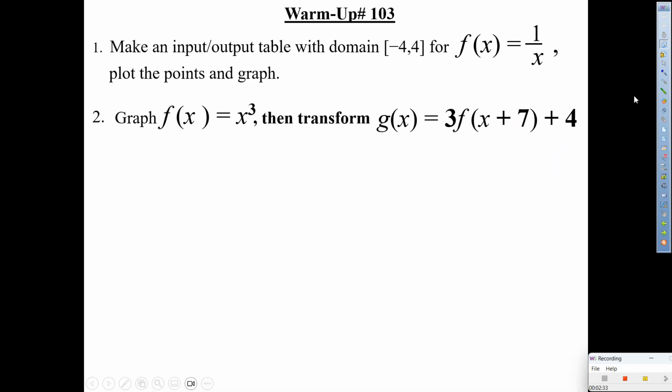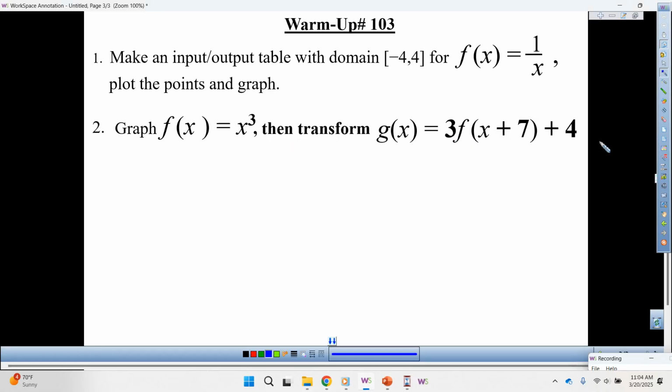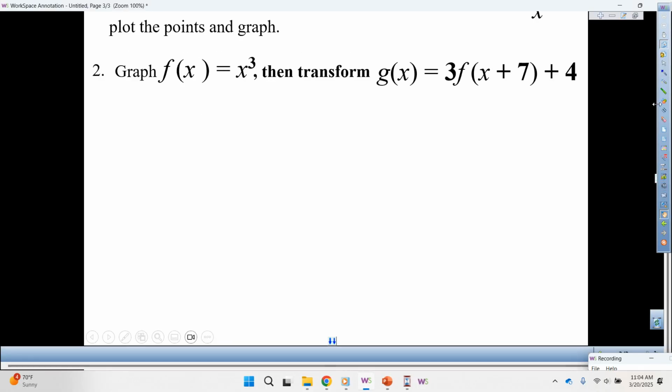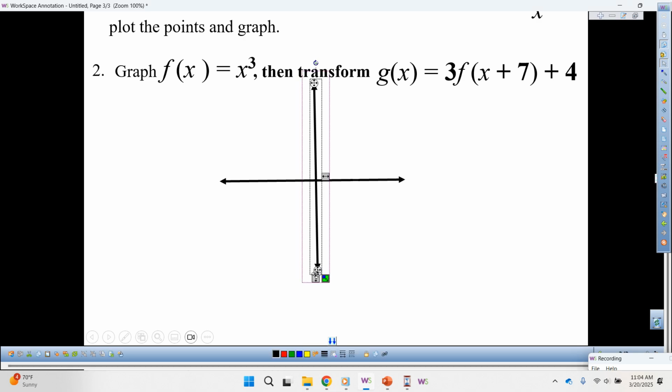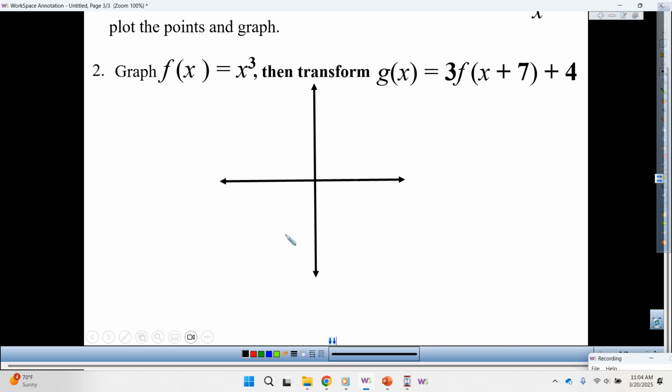All right, go to number 2. Graph f of x equals x cubed. Now, I do want to go over this one a little bit more in detail because we're about to get into more transformations. All right, so our parent function is at 0, 0, 1, 1, -1, -1, 2, 8, and -2, -8. So those 5 points.